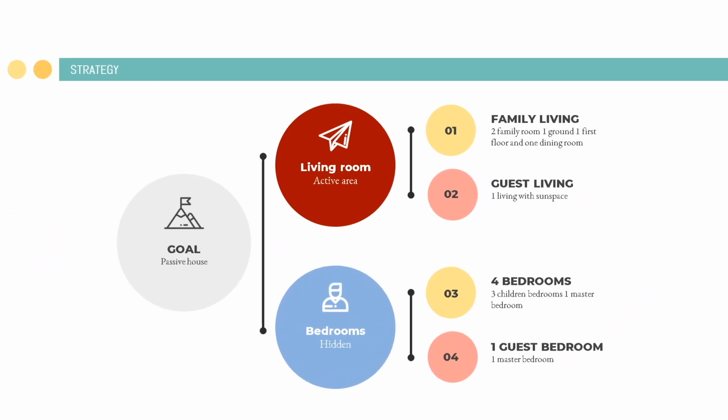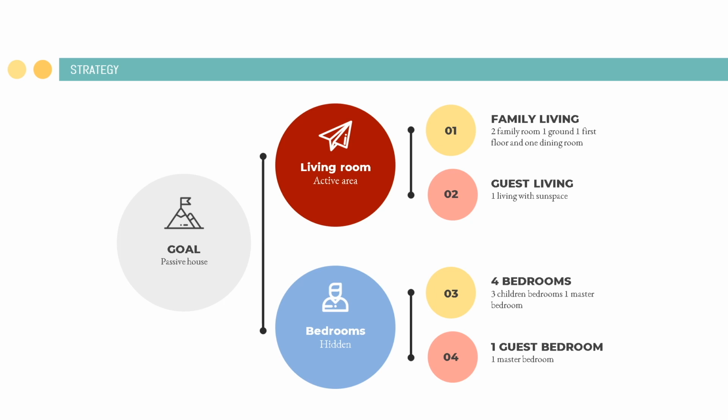So after all these studies, I made a well-structured bubble diagram that showcases the optimal placement of key spaces. As shown, the goal was to create a passive house consisting of living rooms and bedrooms. Family living consists of 2 rooms, one on the ground floor and one on the first floor, and 1 dining room. 1 living room for the guests in the guest house.